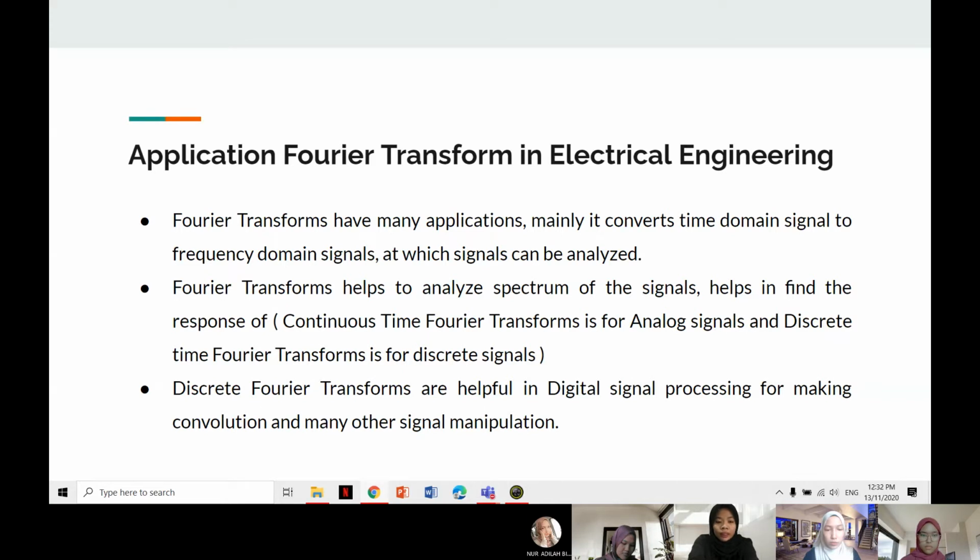In electrical engineering, the Fourier method is found in all types of signal processing, from communication and circuit design to imaging and optics. Last, the Fourier transform is a tool to solve physical problems. Next, I will pass to Nur Adila.